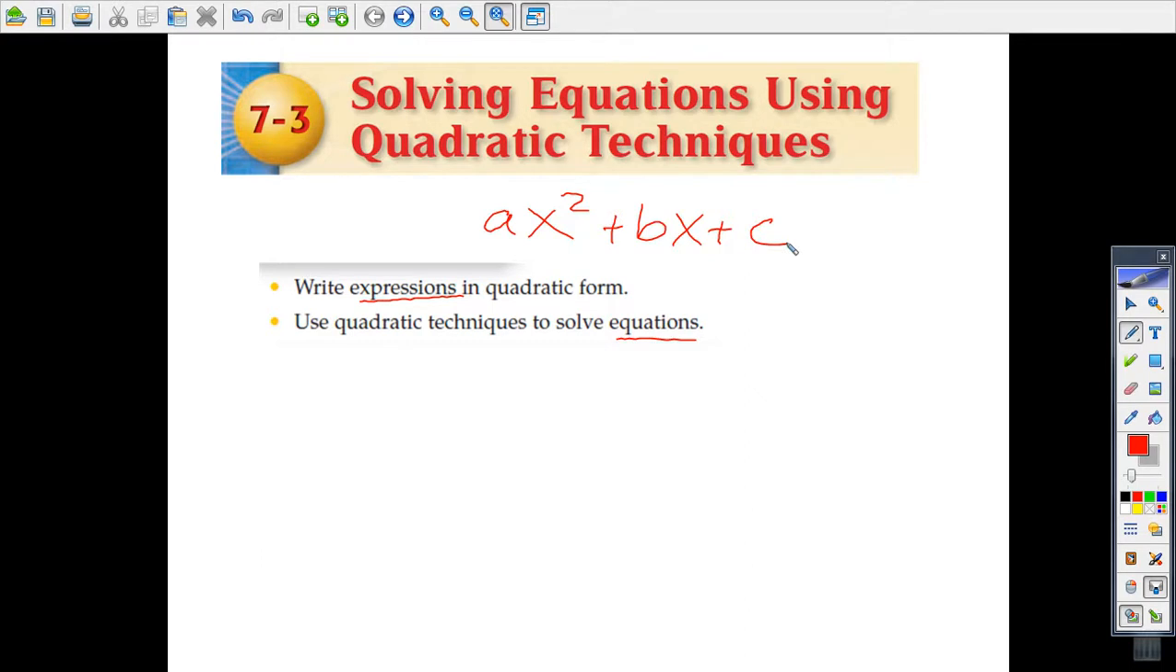Why is it called quadratic? Because the degree is 2. So we're going to find things that do not have degree 2, and we're going to come up with clever ways to make them degree 2 so that we could factor it or something. It's like a fun puzzle.